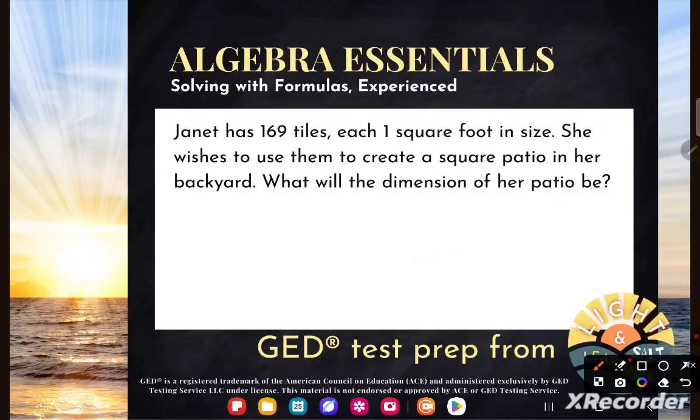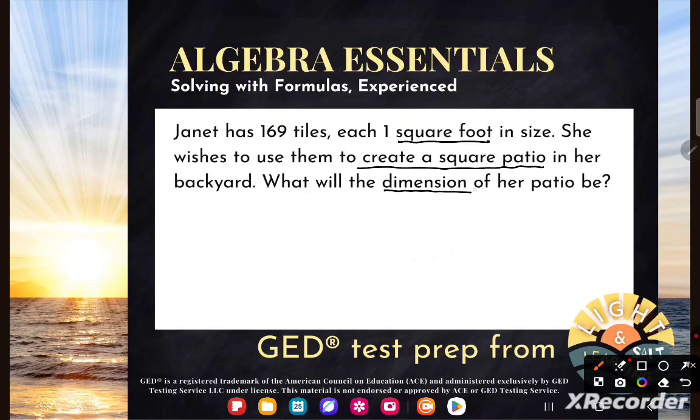It says Janet has 169 tiles, each 1 square foot in size. Ooh, that's a hint, square foot. She wishes to use them to create a square patio. Ooh, she's going to create a square patio in her backyard. What will the dimension of her patio be?